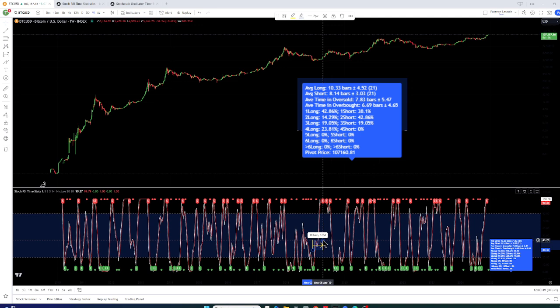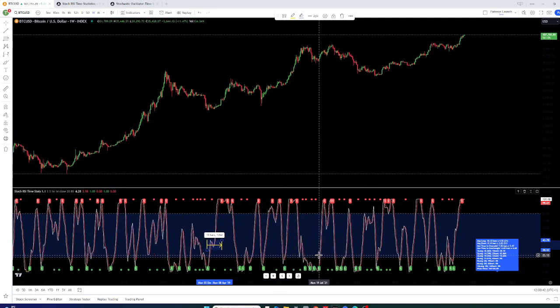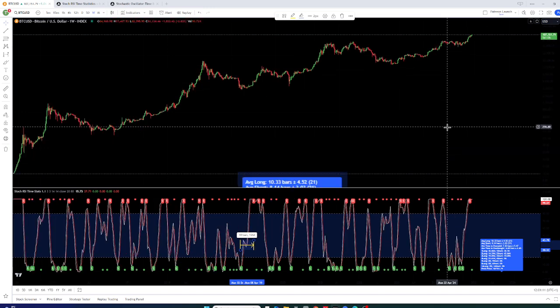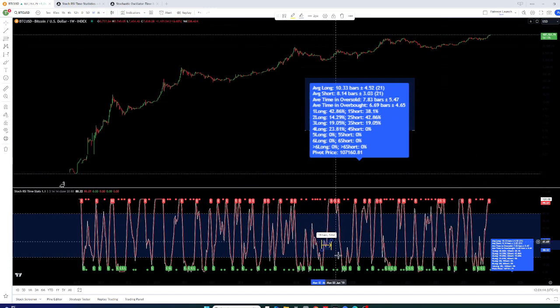Now, if we take a look just at this little measure over here, we can see that it took 18 bars from the time that it printed this last long signal until the time that it printed its last short signal, or the next consecutive short signal. And on average, it takes 10 bars, plus or minus 4.5 here. So we can see that this actually took significantly longer than the average and one standard deviation that is presented after the plus or minus over here. And so you can see that this occasion actually lasted quite a lot longer than what would be expected as an average.